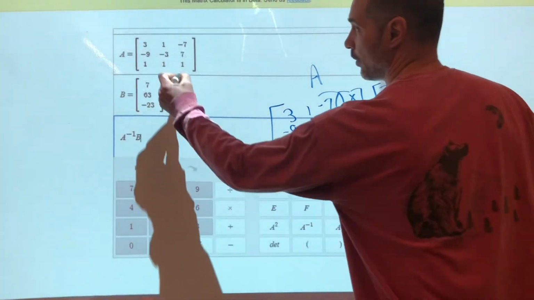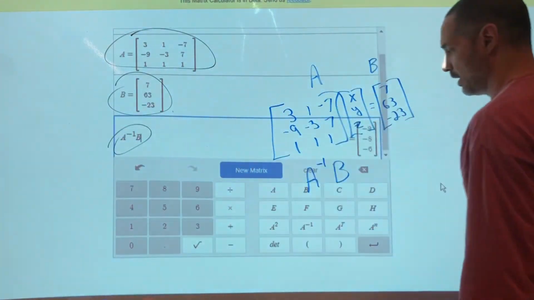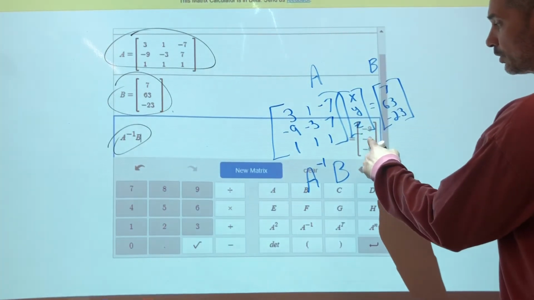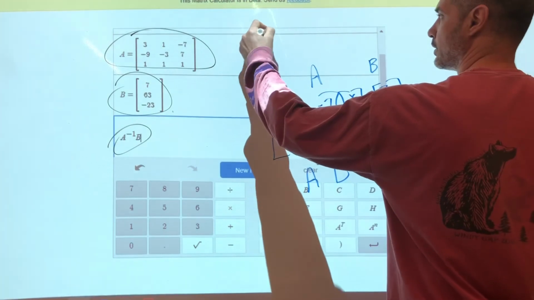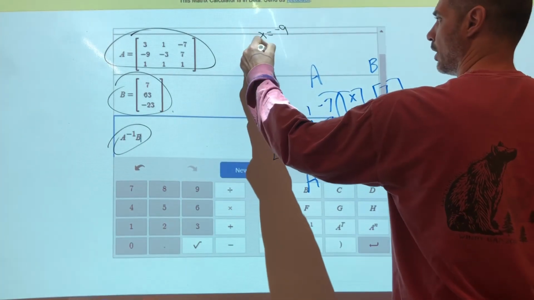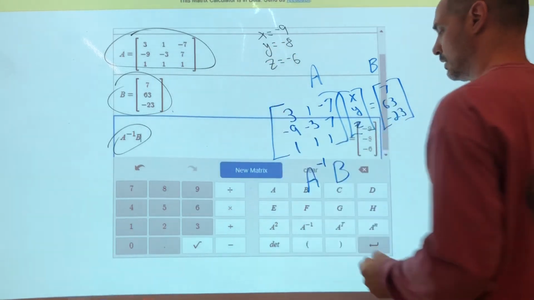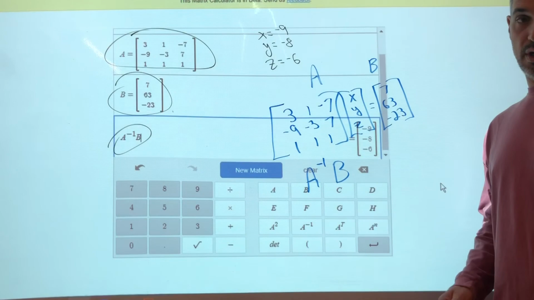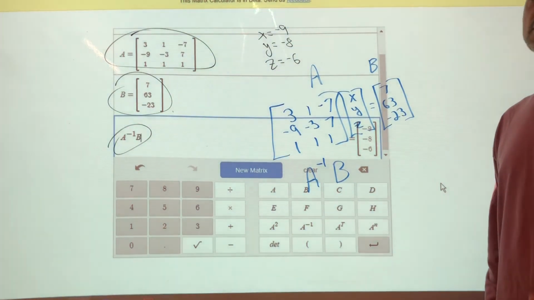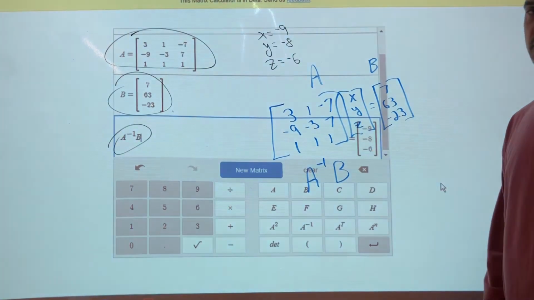All right, so I put this in matrix A, I put this in matrix B, I did A inverse B, and it might be hard to see for you, but right here I get negative 9, negative 8, negative 6. So x equals negative 9, y equals negative 8, z is equal to negative 6. Remember, if we get an error message here, then it means that there's no unique solution, and then we can end it there, but we did get a solution for both of these.